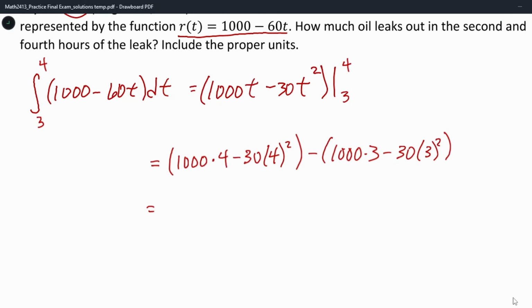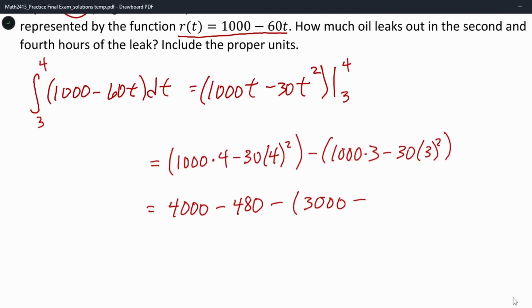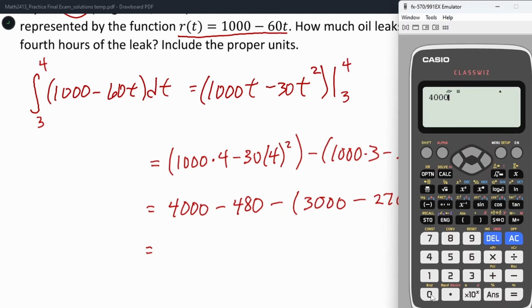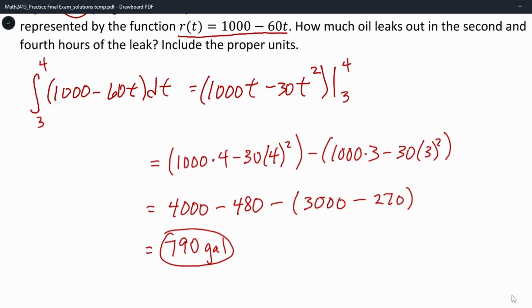And then if you want to put all that in the calculator at one time, you can, or you can do it in a couple of steps. So just showing a couple of steps here. 4 times 1000 is 4000. 4 squared is 16. 16 times 30 is 480 minus, this is going to be 3000 minus, 3 squared is 9. 9 times 30 is 270. And I think then I'll grab the calculator. 4000 minus 480 minus parentheses 3,000 minus 270 gives us an answer of 790. 790 what? Gallons of oil that we lose in the 4th hour.